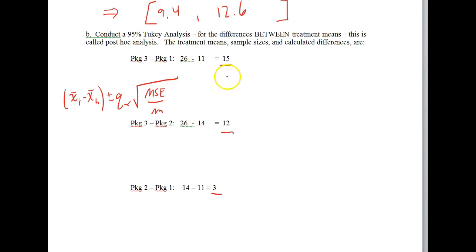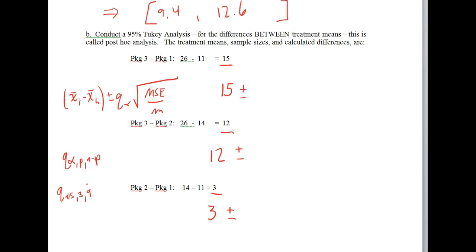So let's just go ahead and solve all of these at the same time. We have 15, 12, and 3, and these are going to be plus or minus this Q alpha. So let's find this Q alpha for the whole thing. It's going to be Q alpha of p, comma, n minus p. So what's our alpha? Our alpha is 0.05 because we're looking for a 95% confidence interval. Our p is the number of treatments, so 3. And our n minus p is 9. It's our total number of data points minus the number of treatments, so 9.